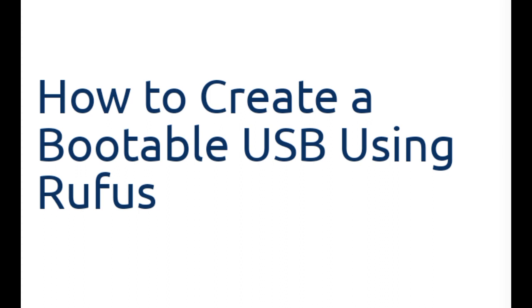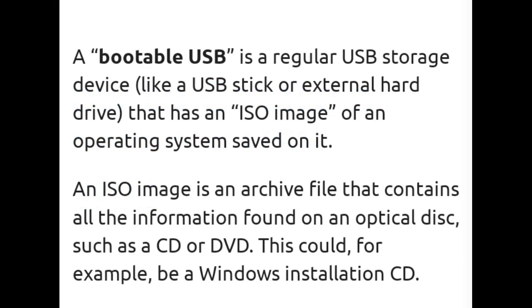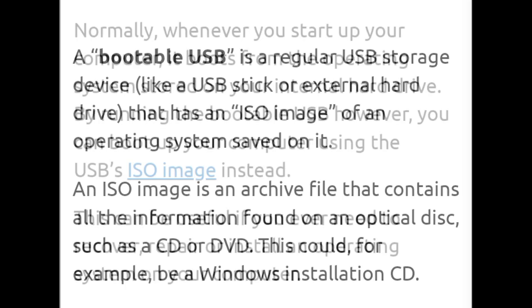So our topic for today is about how to create a bootable USB using Rufus. A bootable USB is a regular USB storage device like a USB stick or external hard drive that has an ISO image of an operating system saved on it. An ISO image is an archive file that contains all the information found on an optical disk, such as CD or DVD. This could, for example, be a Windows installation CD.